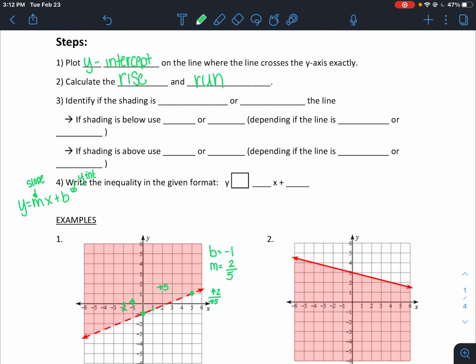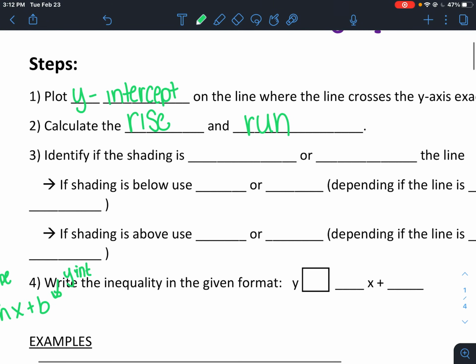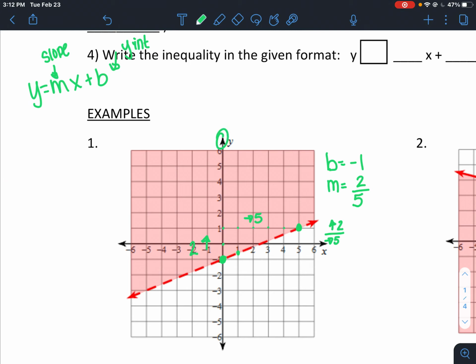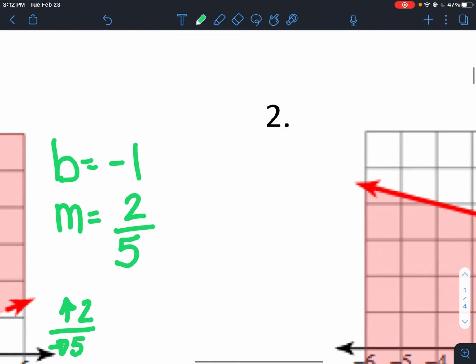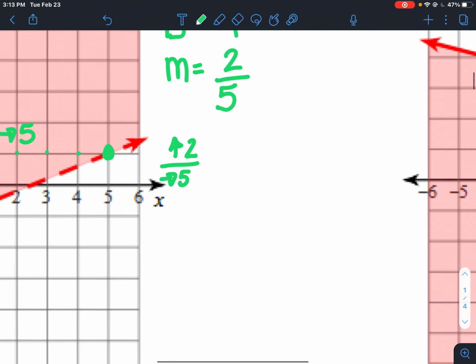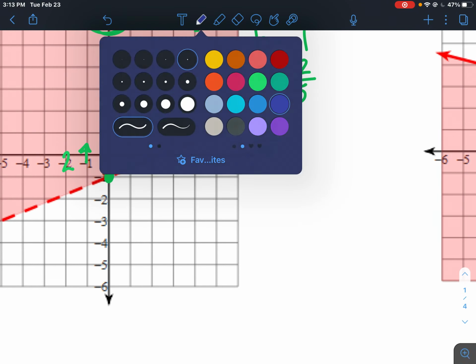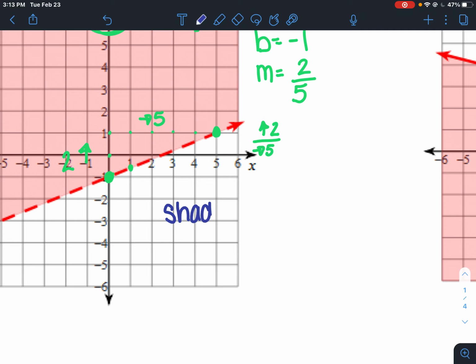Our next step is to identify if the shading is above or below the line. Remember, this kind of signifies above and this kind of signifies below. So are we touching the above arrow or the below arrow? And it looks like we are above. So we'll write down next to it, let's change colors, shade above. Why am I writing below? Shade above.